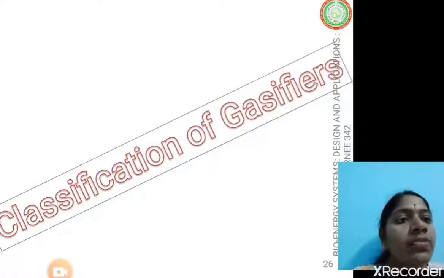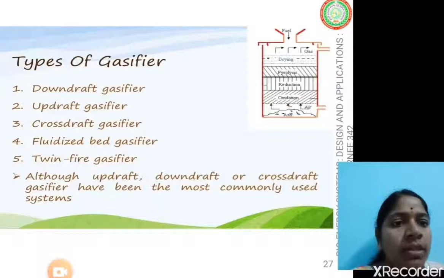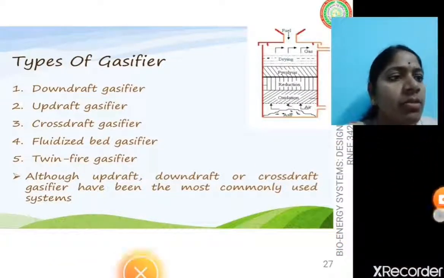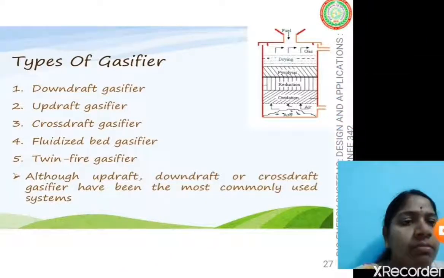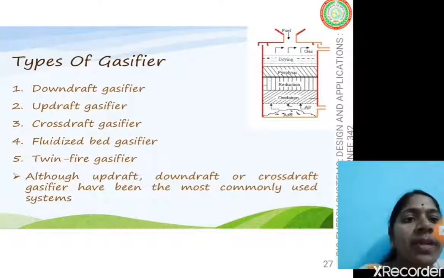Next is the classification of gasifiers. We'll see the various types of gasifiers. The types of gasifiers are the downdraft gasifier, updraft gasifier, crossdraft gasifier, fluidized bed gasifier, and twin fire gasifier.